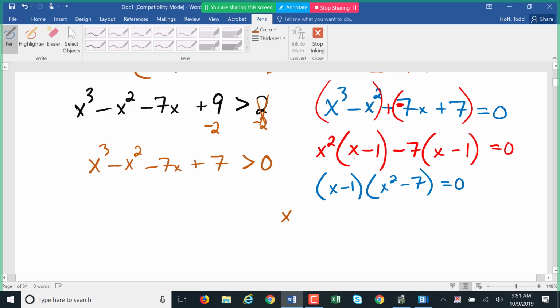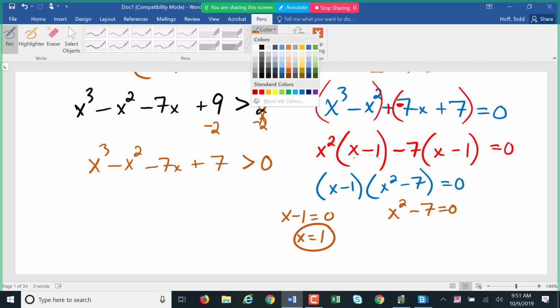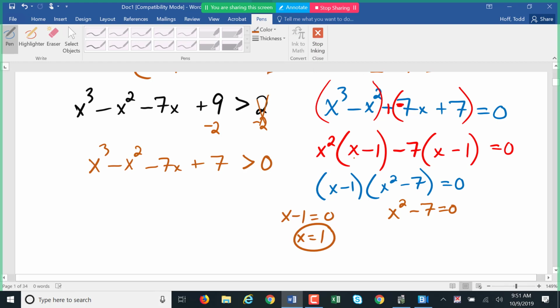Now this first factor gives us that x minus 1 equals 0, saying that x has to be equal to 1. That's one of the roots. The second one here is not imaginary, but it is going to be irrational. X squared minus 7 equals 0. We can't factor it, but we can break it down using that square root method.